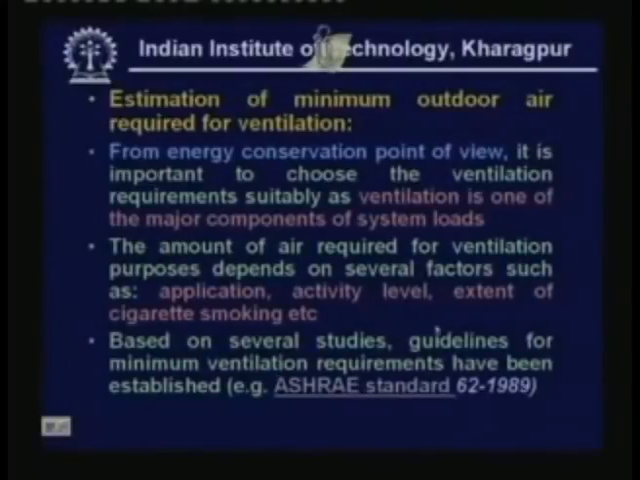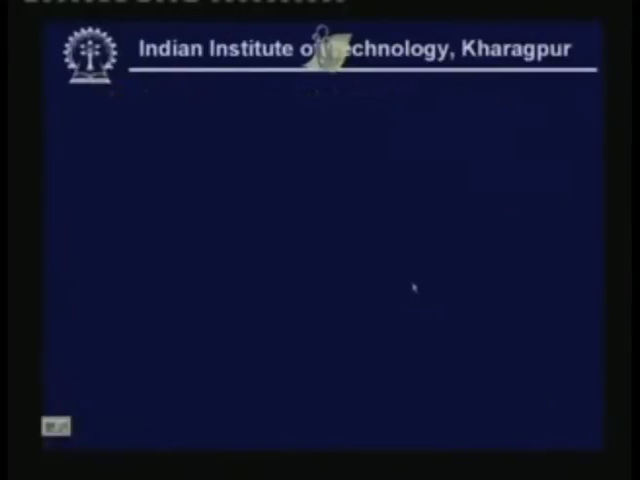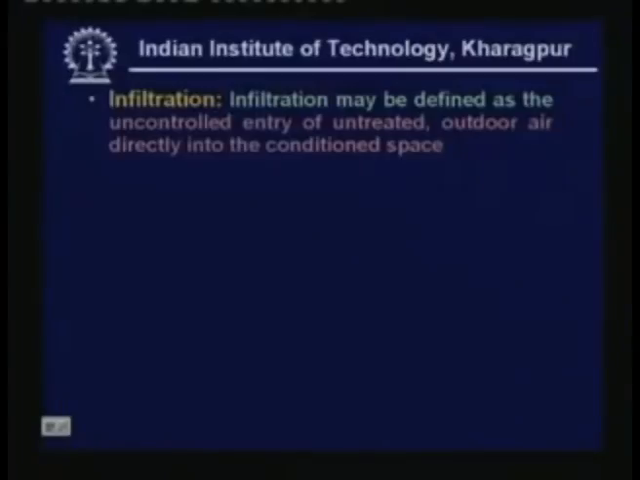So based on this kind of data, you can decide what the outdoor air requirement is. Let us see how to estimate infiltration. So far I have been discussing ventilation, and now let us see what infiltration is and how to estimate infiltration loads. First of all, infiltration is defined as the uncontrolled entry of untreated outdoor air directly into the conditioned space. You have to carefully note the difference between infiltration and ventilation.